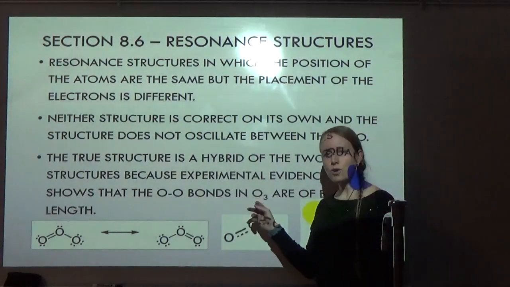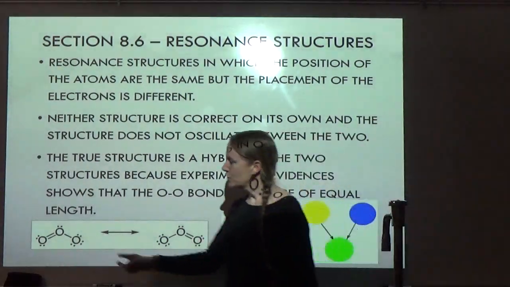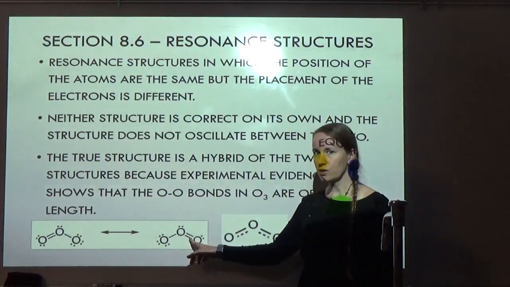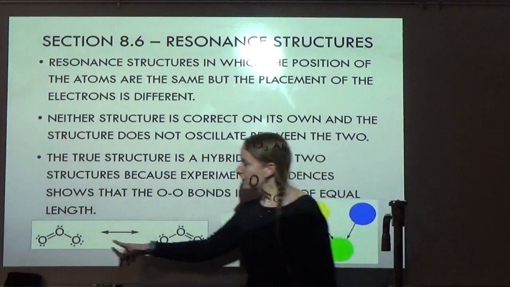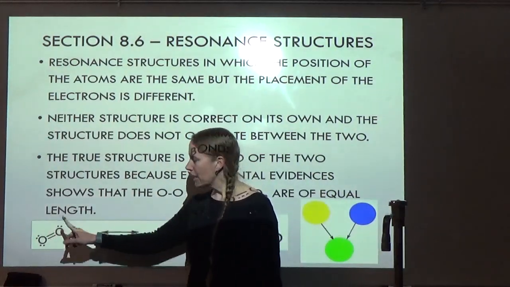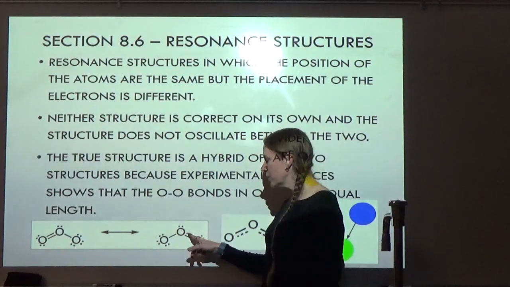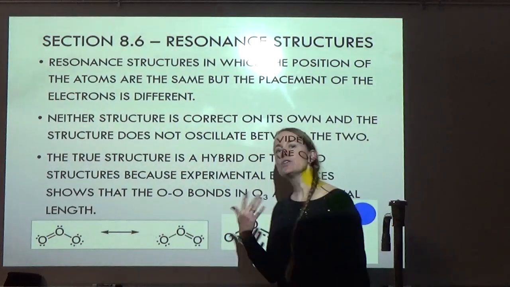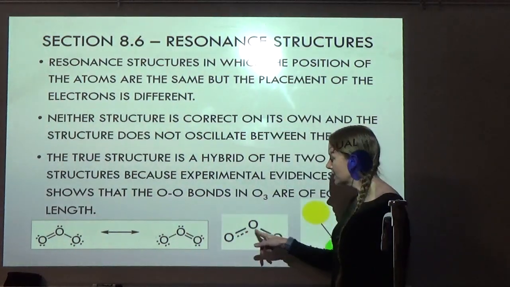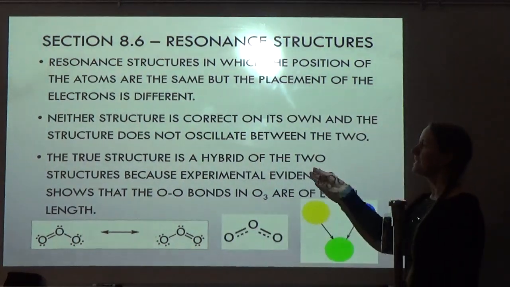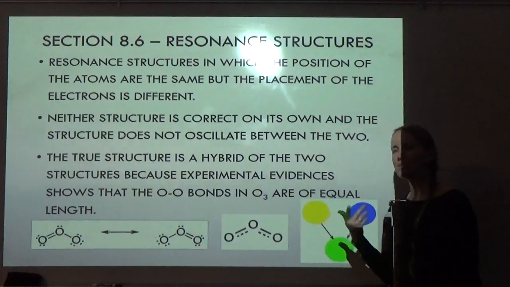When you try to draw O3, which is just ozone, you could have a double bond on one side, or you could have a double bond on the other side. That would give this a bond order of 2 and this a bond order of 1, and then sometimes this would be a bond order of 1 and this would be a bond order of 2. Well, it's really a hybrid of the two. So what we say is they each have a bond order of 1.5. And like I said, it doesn't oscillate between the two, it's a hybrid of the two.